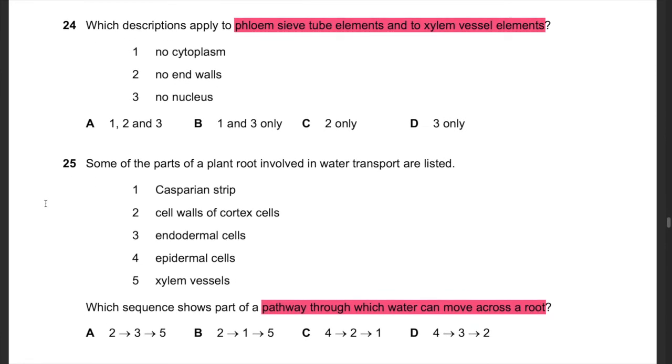Question 24. Which descriptions apply to phloem sieve tube elements and to xylem vessel elements? So both of them obviously have no nucleus. Therefore the option should be D, because cytoplasm is present in phloem and no involves are present only in xylem vessels. Therefore it's not present in both of them, but rather no nucleus is present in both of them.